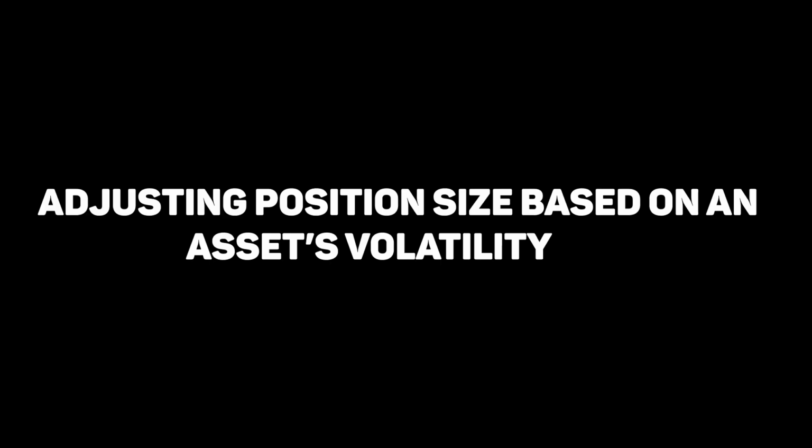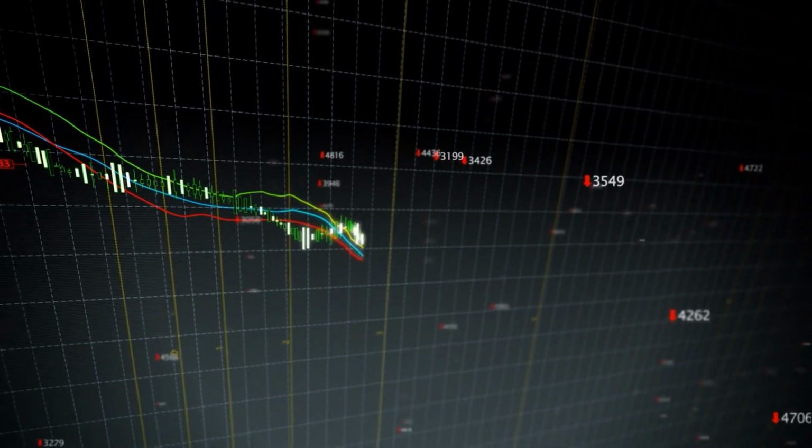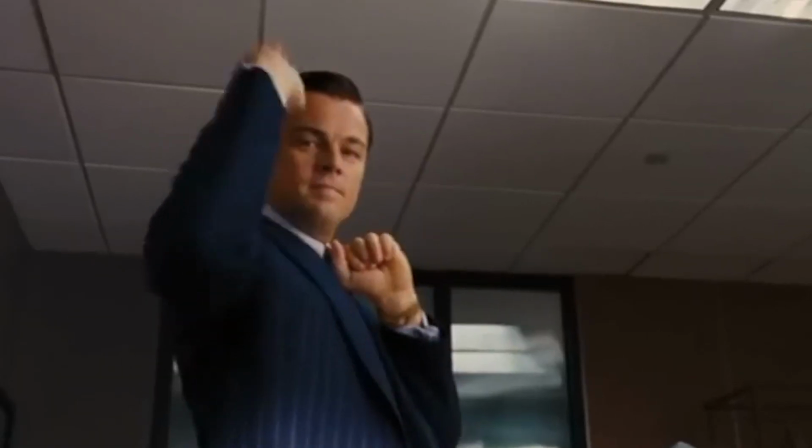3. Volatility-based sizing. Adjusting position size based on an asset's volatility helps maintain consistent risk exposure. Risky, high-volatility assets will have smaller position sizes, while more stable assets can justify larger ones.